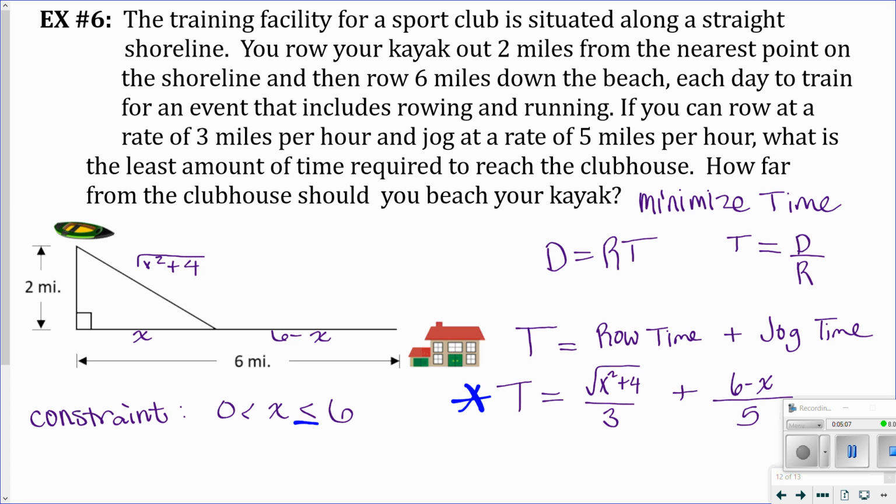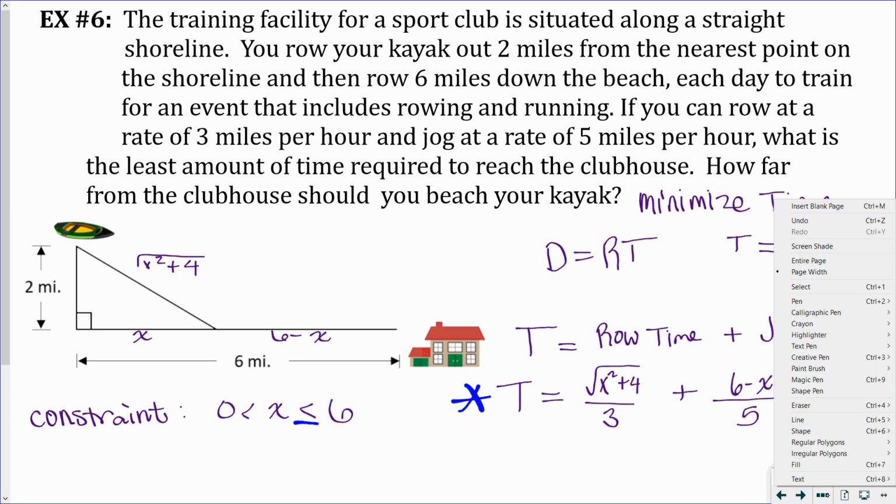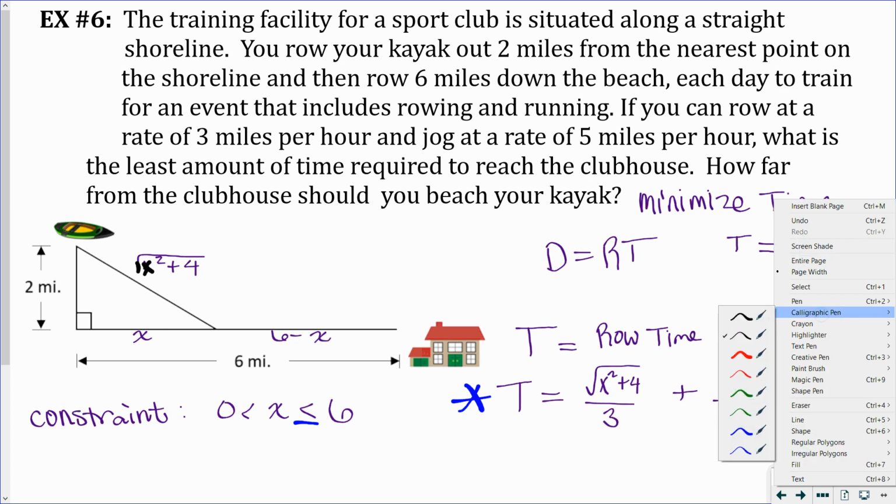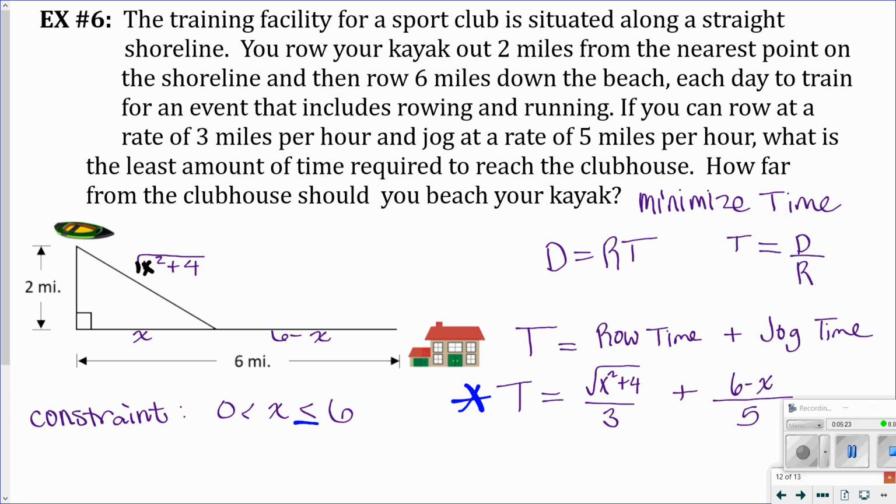So that's why I'm including that here, so that we can see how and when that happens. So I'm just going to quickly fix this here with X. Okay, so let's go ahead and continue on with this problem now. We've got our primary equation and we've set up our constraint. So now our next step is going to be to differentiate our primary equation.